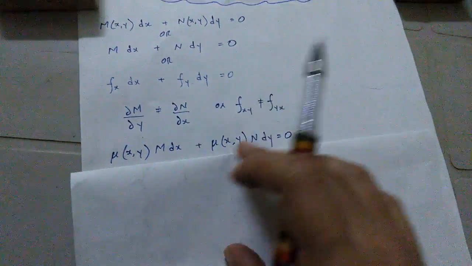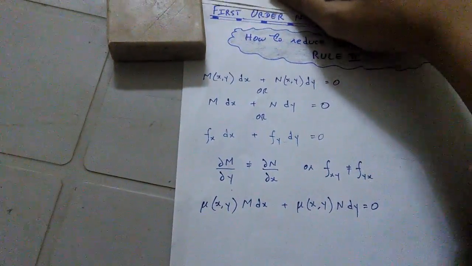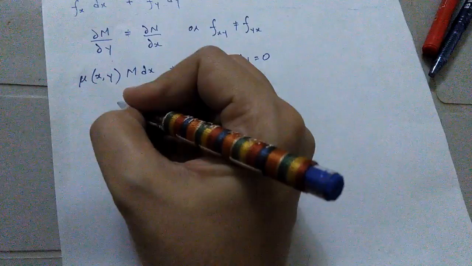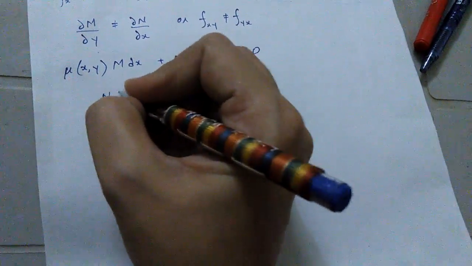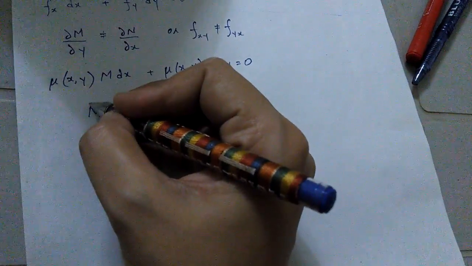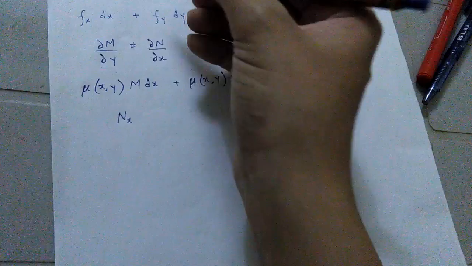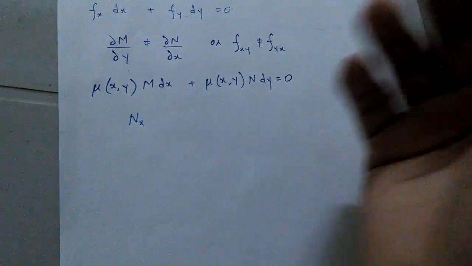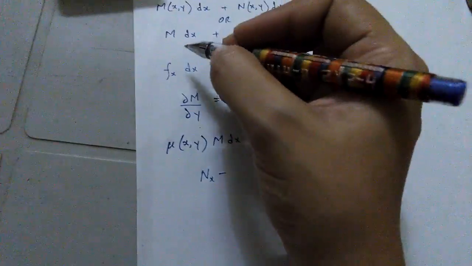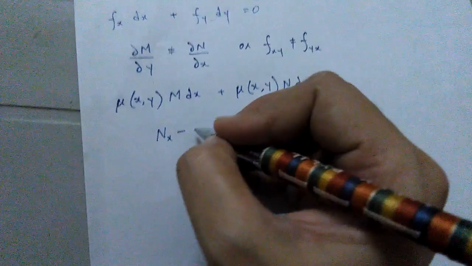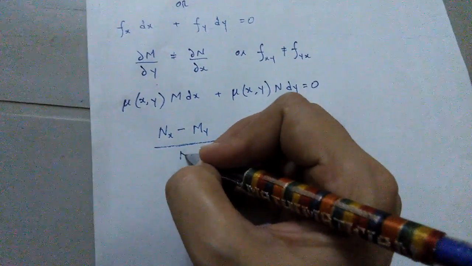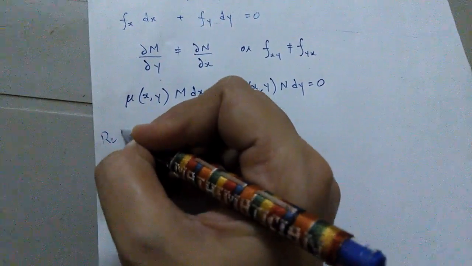So what is the way of obtaining the integrating factor with the help of rule 2, if rule 1 is not helping us? Rule 2 says this is the strategy that we have to follow. We are going to differentiate this n with respect to x, and differentiate this m function with respect to y. We subtract them, and then we divide whatever we obtain by m. That's what our rule 2 says.